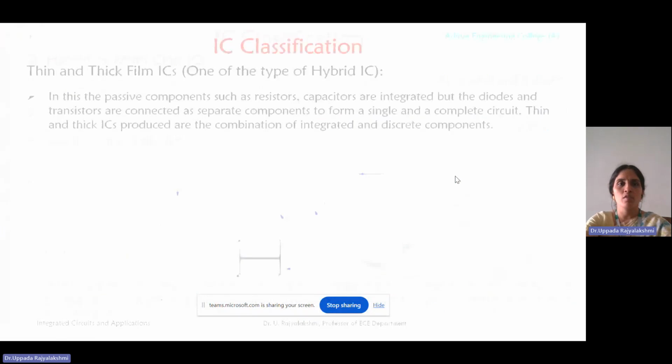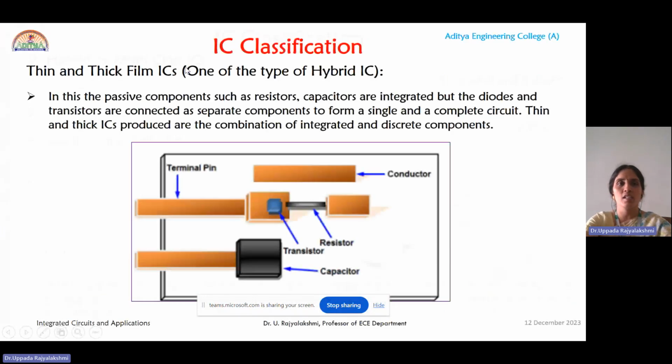And here, if you observe, the best example for hybrid IC is thin and thick film IC. Here you can see the resistors and capacitors are completely integrated, but the active elements are not at all integrated. They are kept as separate components. As and when required, we will directly integrate them into the equipment. So that's why it is called a thin and thick film IC.